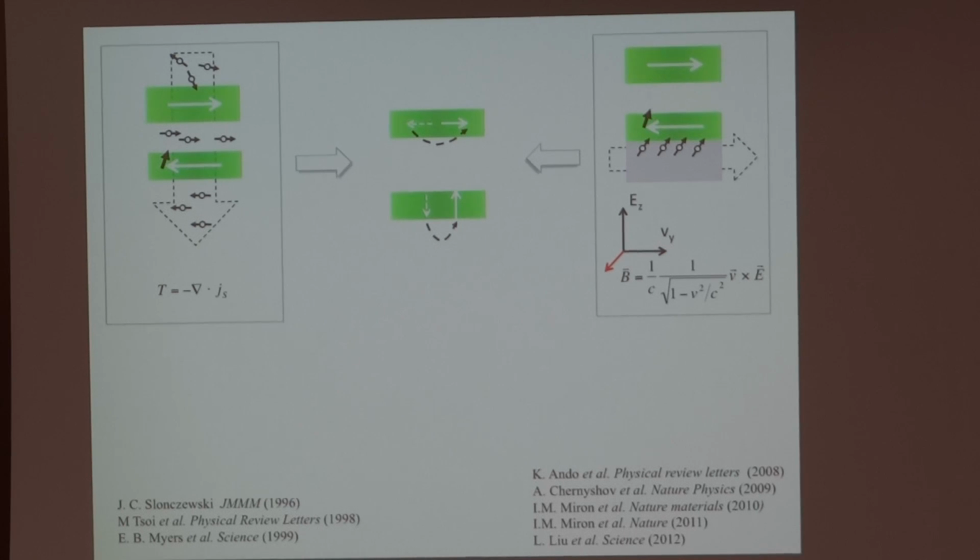Okay, so there are two ways of acting on the magnetization using electric currents, and you all know them. One of them is using spin transfer torque, where you transfer angular momentum from one layer to the other. And the other one is using spin orbit torque, where the electric current is spin polarized by the spin orbit interaction. Both these phenomena have been shown to switch in-plane and out-of-plane magnetization.